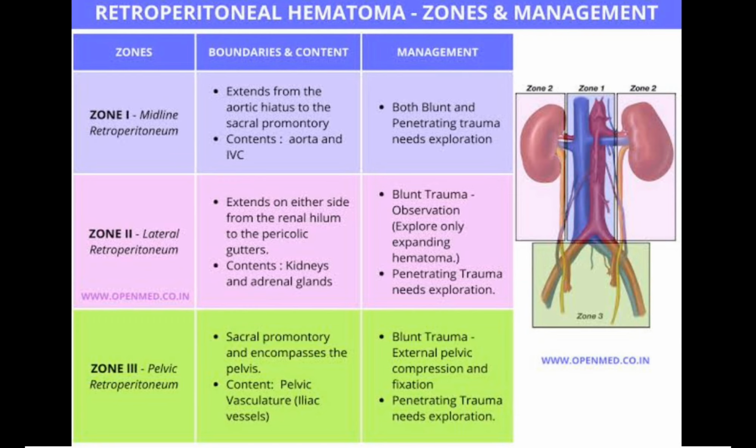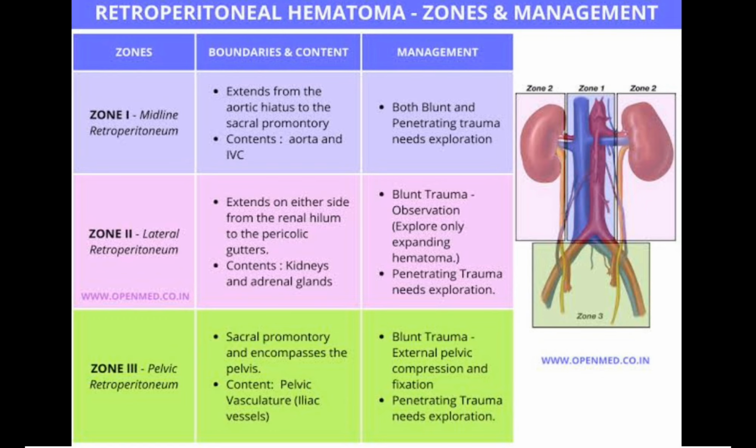It extends from the aortic hiatus to the sacral promontory and contents are aorta and IVC. And in this region, both the blunt and the penetrating trauma need exploration. Then we have zone 2. Zone 2 is lateral retroperitoneum and it extends on either side from the renal hilum to the pericolic gutters and contains our kidneys and adrenal glands.